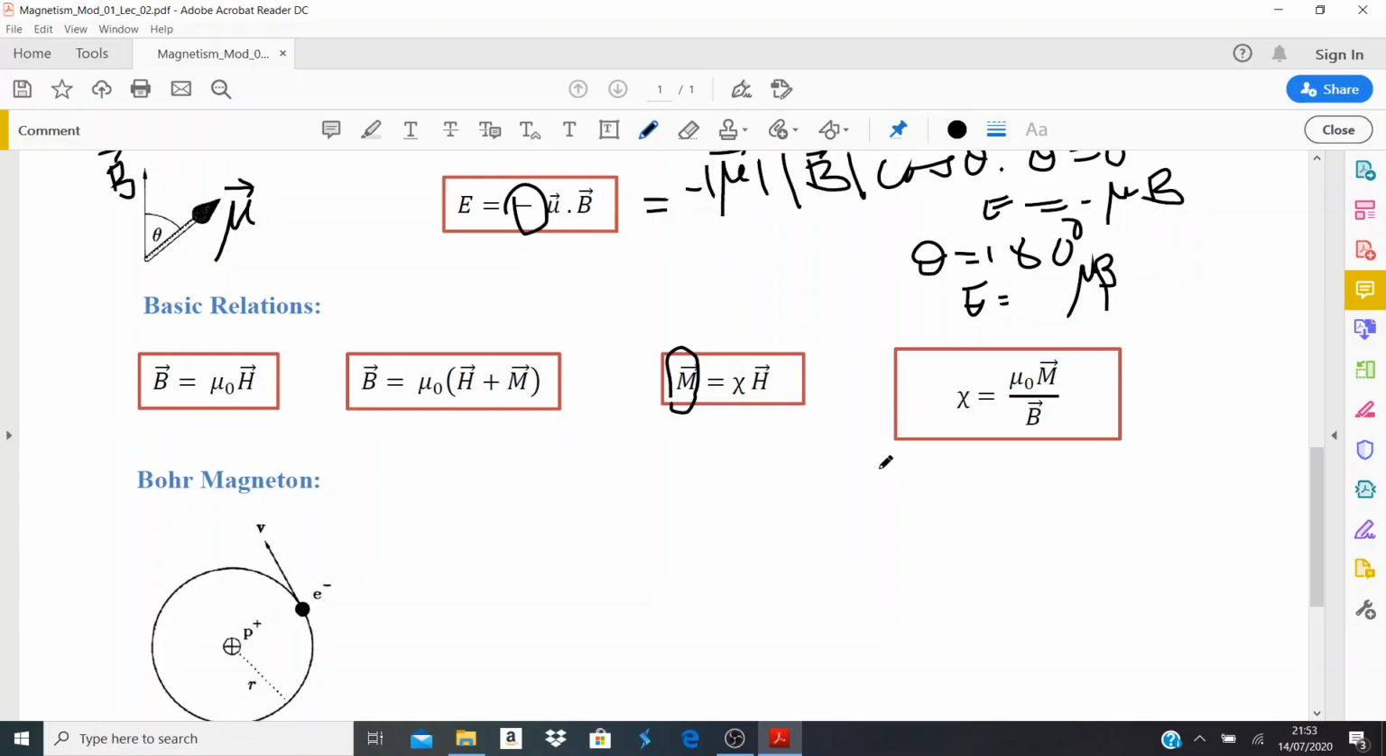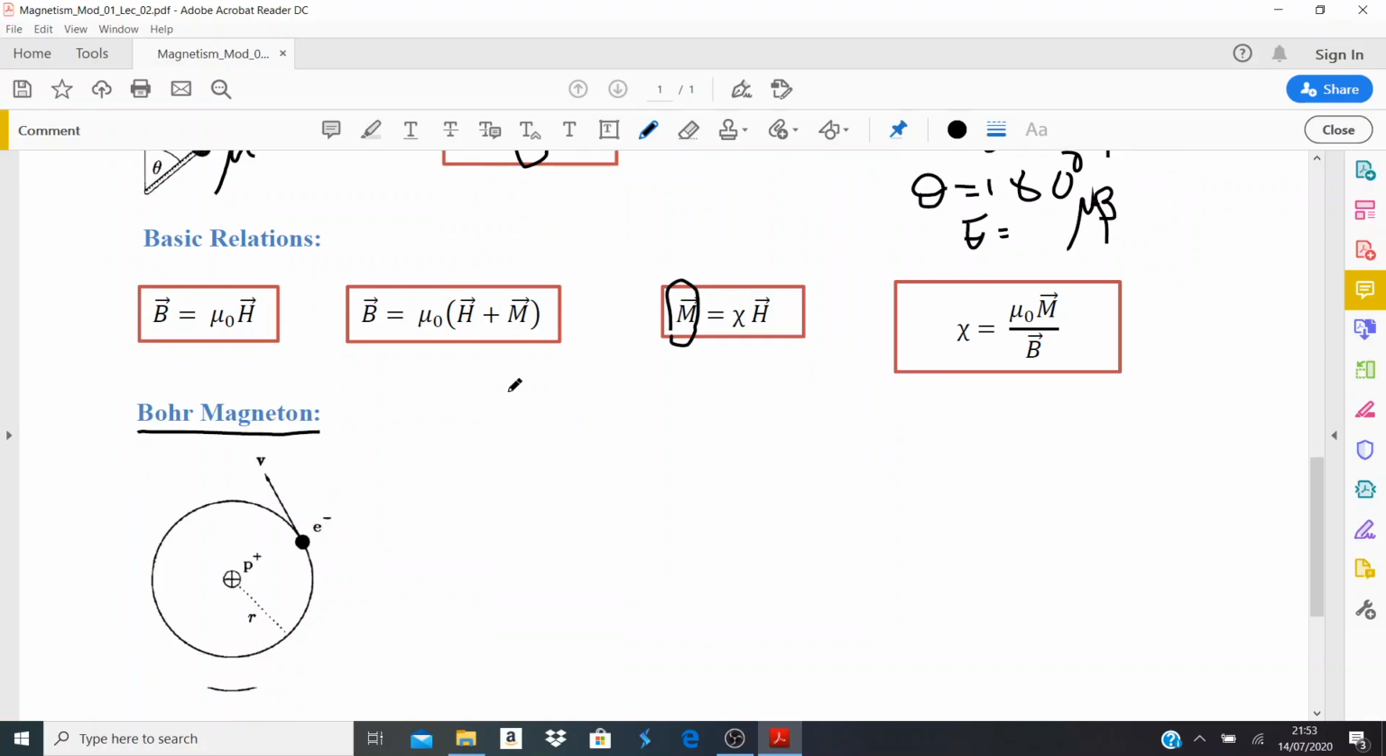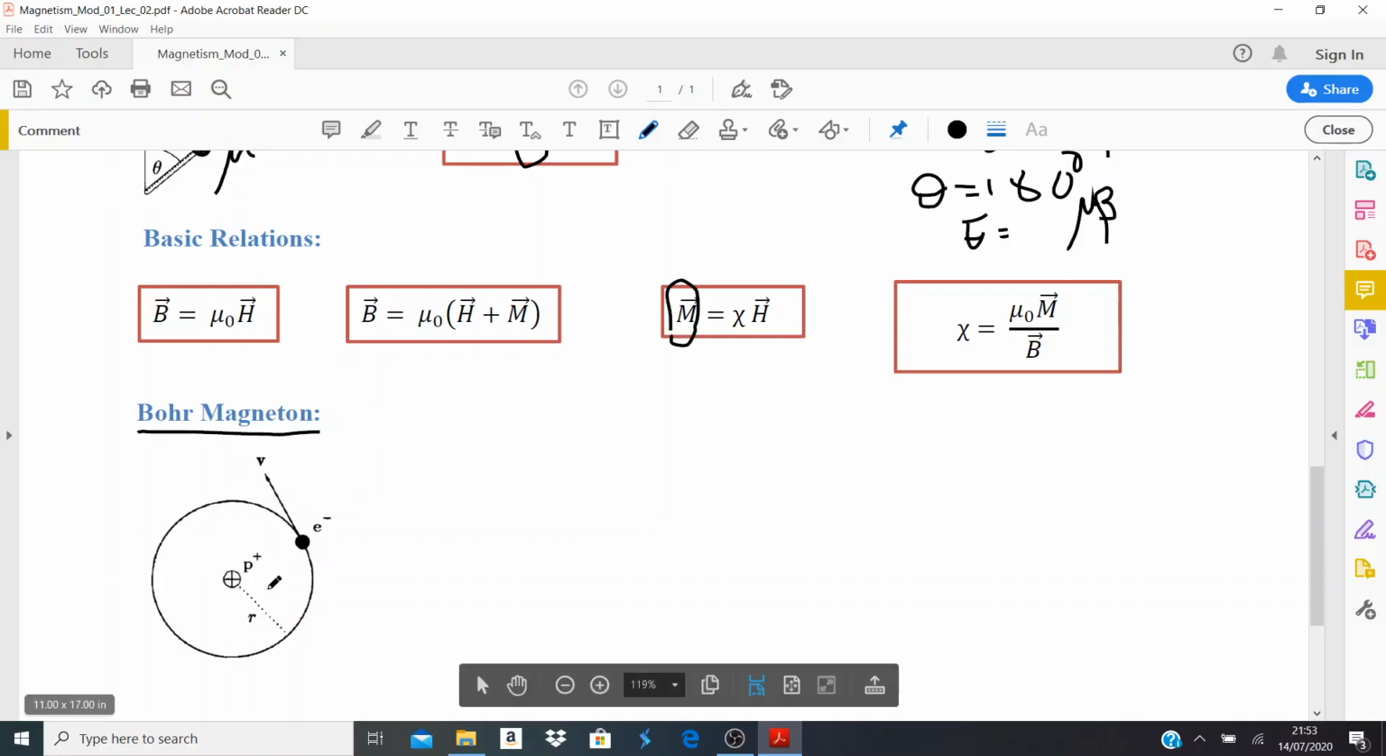Before I end this lecture, I want to emphasize another important quantity, which is known as the Bohr magneton. To understand what this quantity is, we need to understand a simple model of a hydrogen atom. We have a proton in the center, and electrons are revolving around the proton. It's just a model. We are assuming that electrons are circulating around a circular path with the radius r.